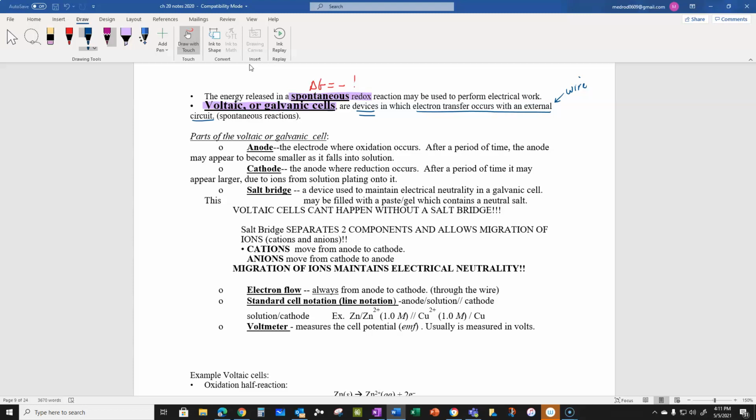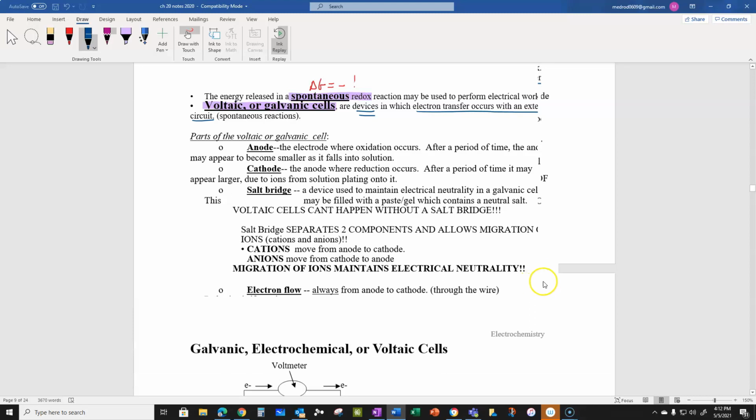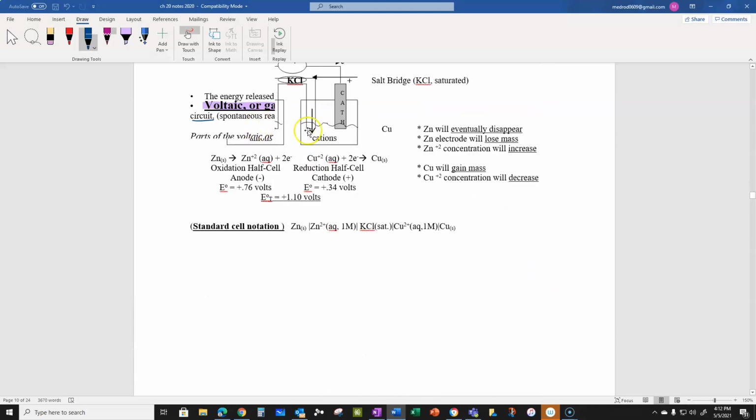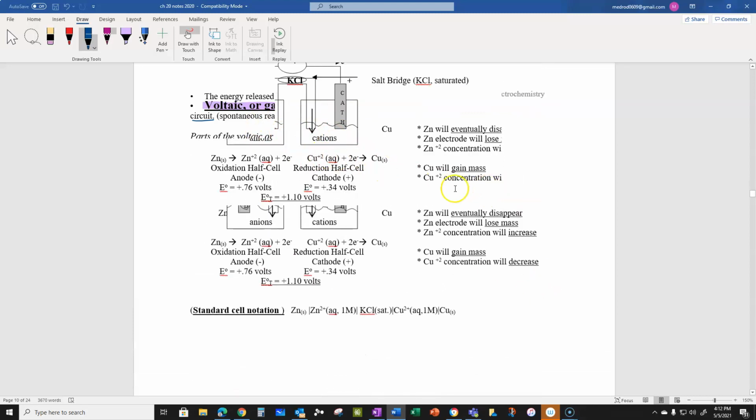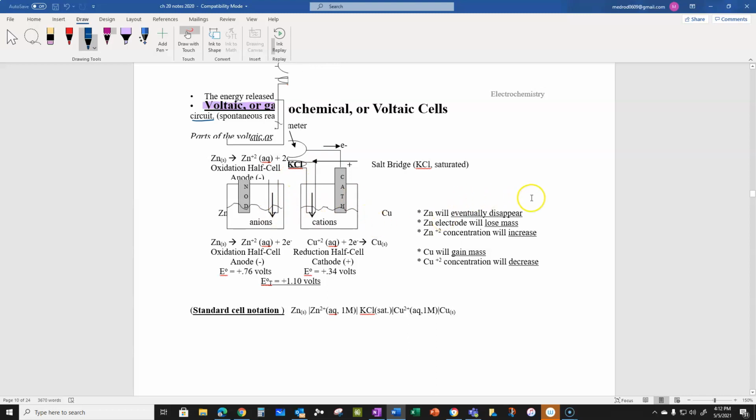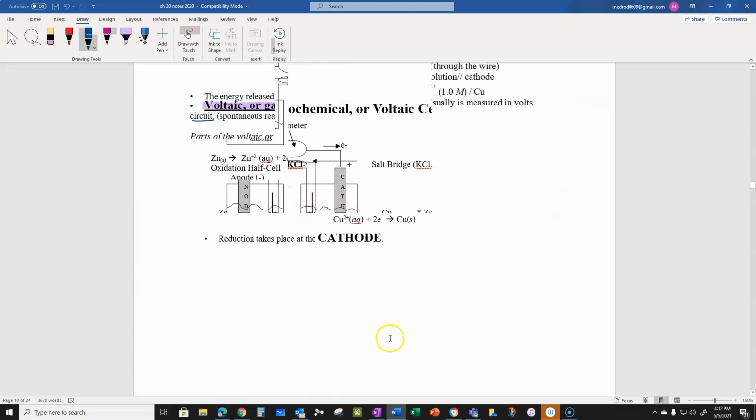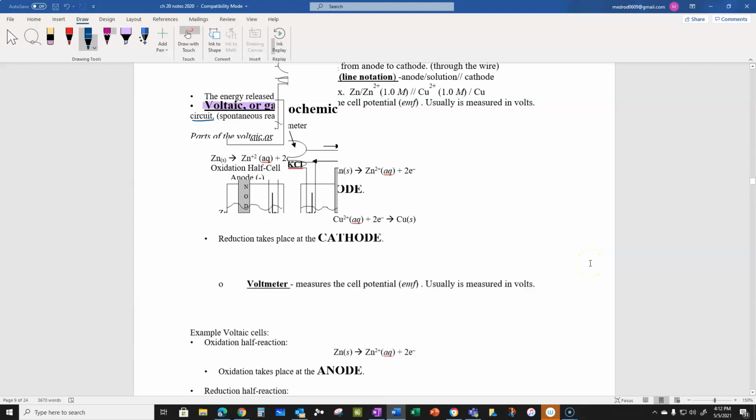Parts of the Voltaic cell, so what I'm going to be doing is going through the notes, and I'm going to be drawing a picture, okay? As you see right here, there's a picture right here, but I don't know if there's going to be enough room for me. So, you know what? I'll just put the picture right down here, okay?